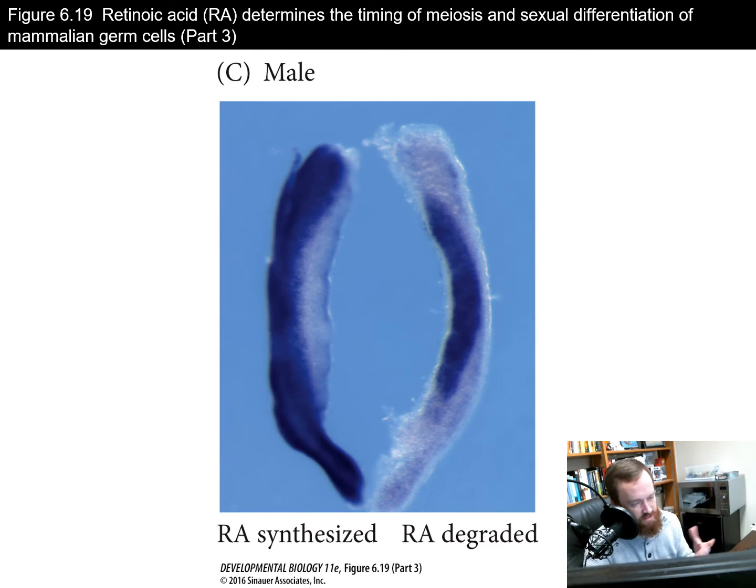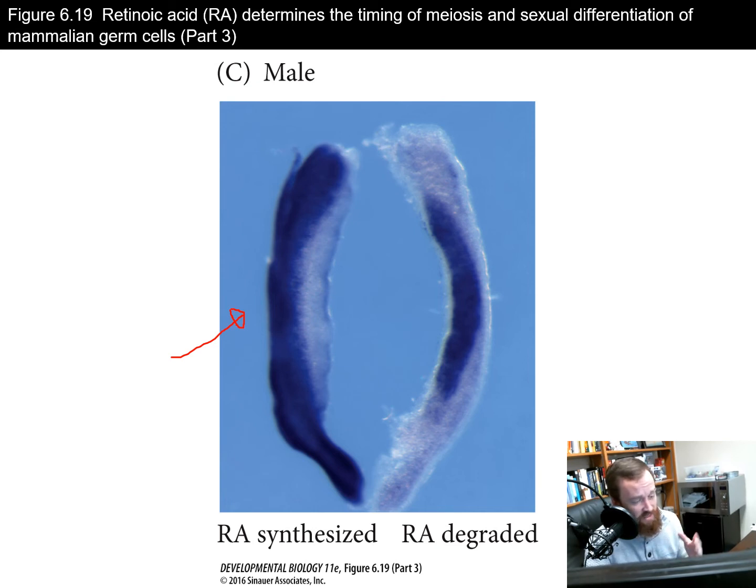If we were to look at this from a histology perspective, here we have the genital ridges, and on the left here is where RA is synthesized. There is a gene, ALDH1A2. You're not going to have to know that. It's just the RA synthesis enzyme, and you can see where it's active. So it's making RA all along this genital ridge.